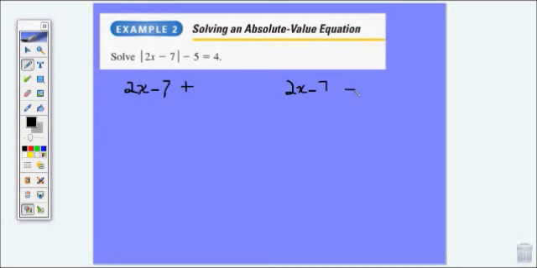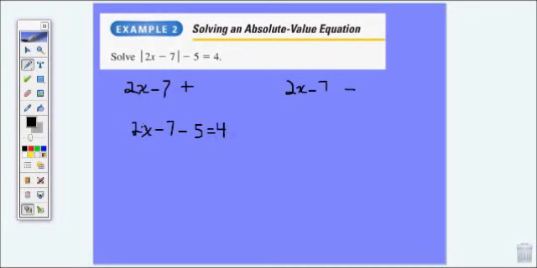If we do it first with the positive, I'm going to go to the actual solution here. I'm going to do my 2x minus 7 minus 5 equals 4.